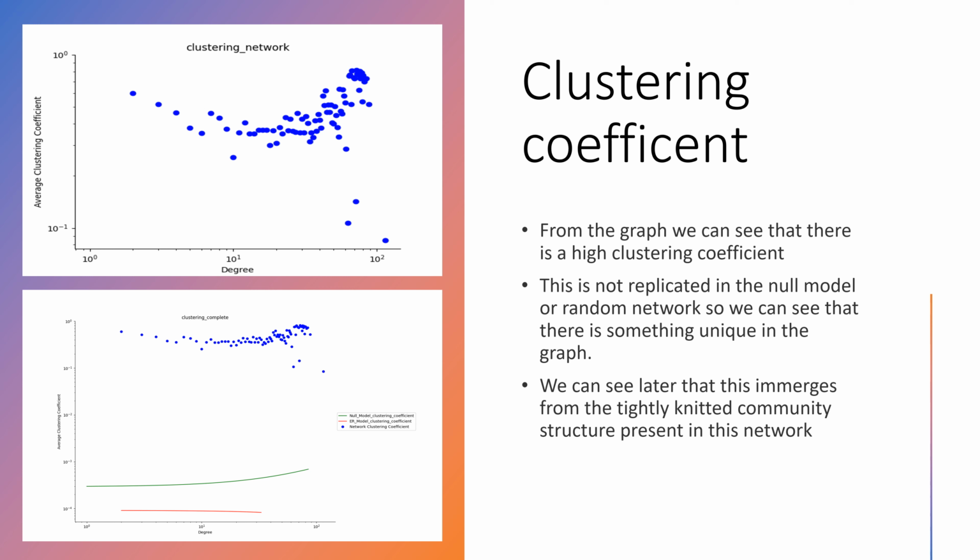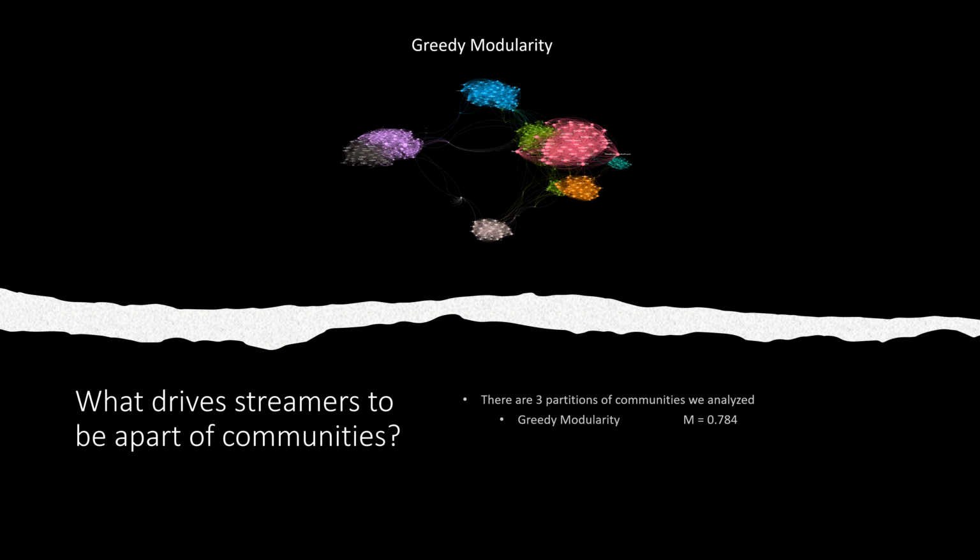Here we can see the clustering coefficient. From the graph, we can see that there's a high clustering coefficient, and this is not replicated in the random or null model. So there's something unique within our graph. We can see this later, as it emerges from a tightly knit community structure present in this network. So there is a form of community structure present in the network.